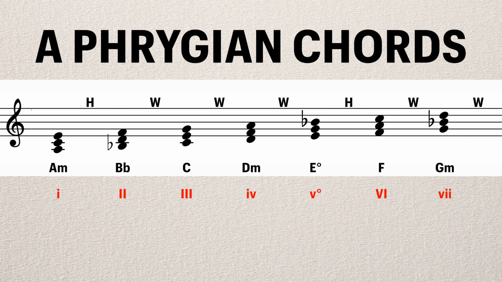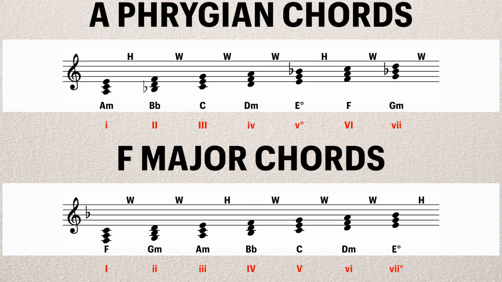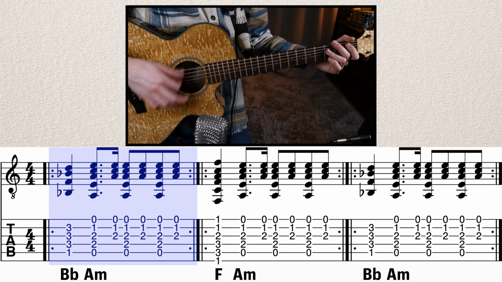Let's do a chord progression in A Phrygian. A Phrygian is relative to F major, so it has all the same notes, but with a tonal center of A, so it shares the same chords too, except this A minor feels like the home chord. Here's what this progression sounds like.